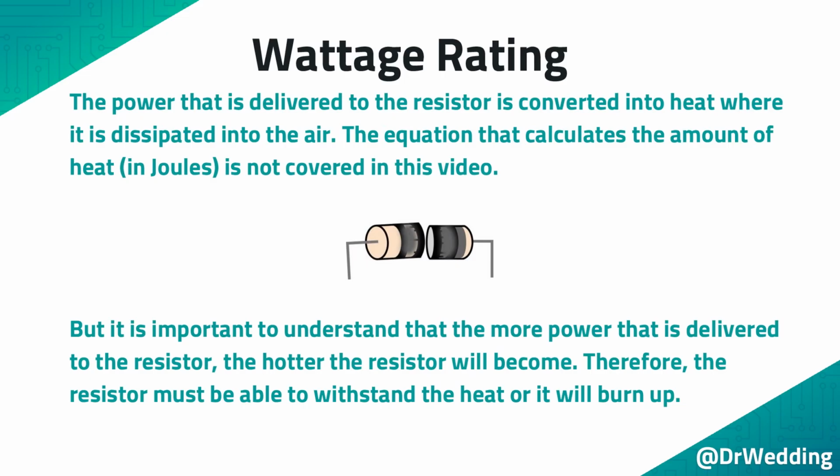The power that is delivered to the resistor is converted into heat, where it is dissipated into the air. The equation that calculates the amount of heat, in joules, is not covered in this video. But it is important to understand that the more power that is delivered to the resistor, the hotter the resistor will become. Therefore, the resistor must be able to withstand the heat, or it will burn up.